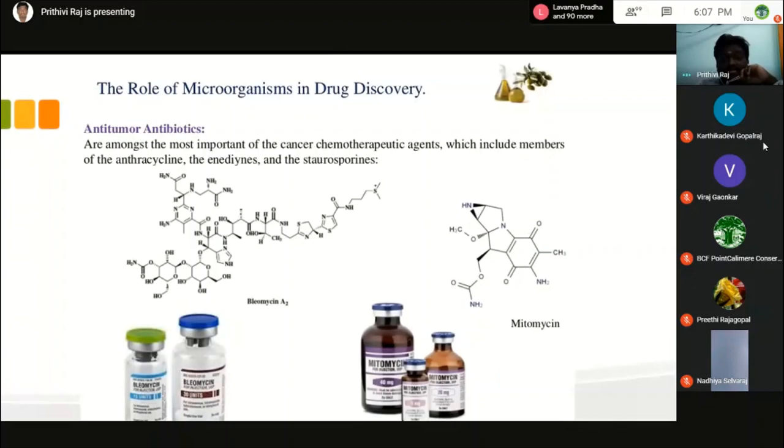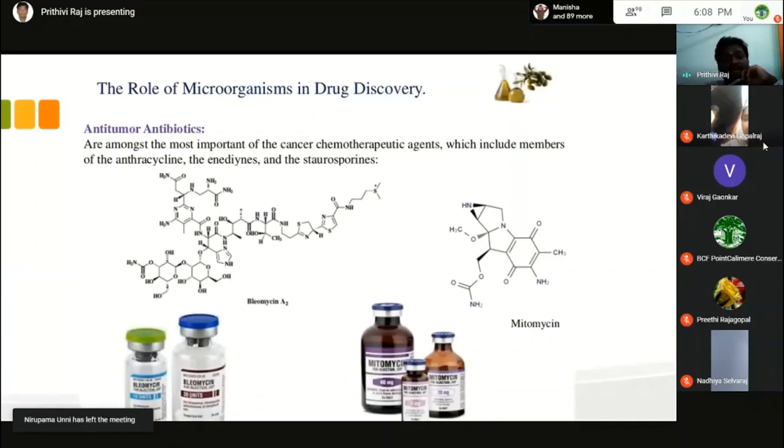My dear students, I am giving only the name of the product and the name of the organism. Why I initiated it as a picture is that if you go to a medical shop and see mitomycin or bleomycin, you can know that this product comes from the microorganism as a drug discovery.